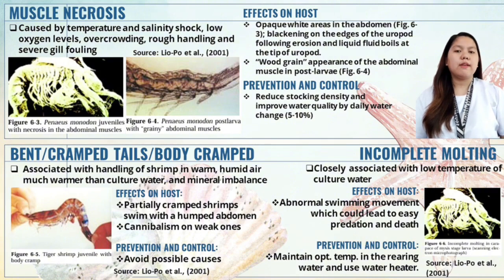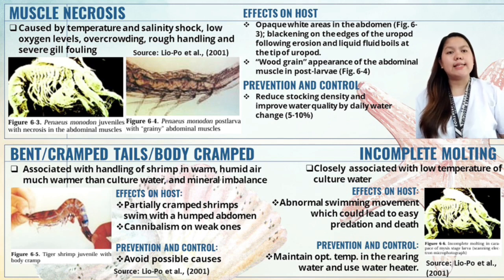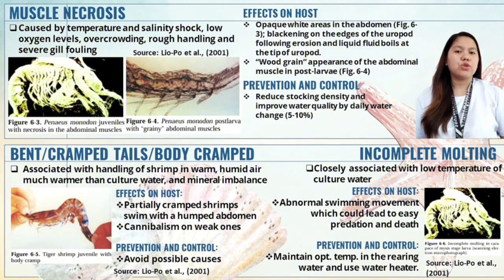So what could be the effects of this on our hosts is that the partially cramped shrimps swim with a hump abdomen and fully cramped shrimps lie on their sides at the pond or the tank bottom, and those healthy shrimps can cannibalize the weak ones. So the prevention and control for this disease is that we need to avoid possible causes.